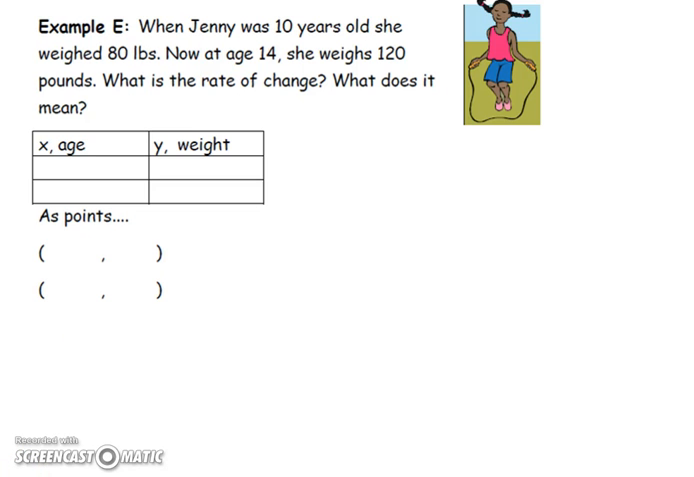Example E is about the same type of question. It says when Jenny was 10 years old, she weighed 80 pounds. And now at age 14, she weighs 120 pounds. What is the rate of change and what does it mean? So take a moment to pause the video and try this problem out to double check your answer.